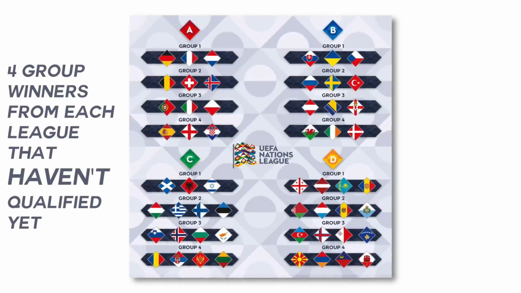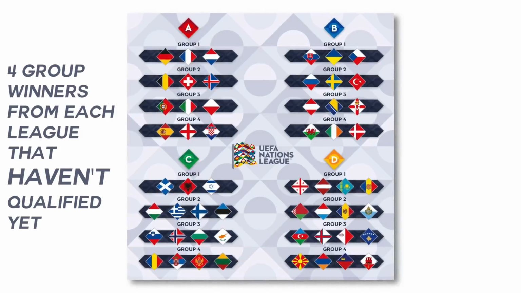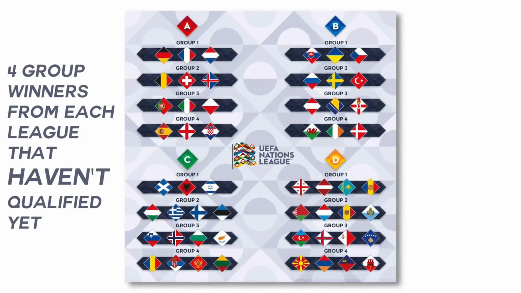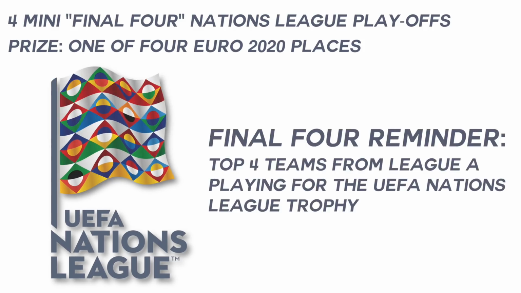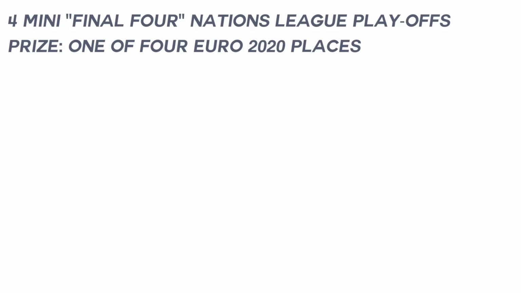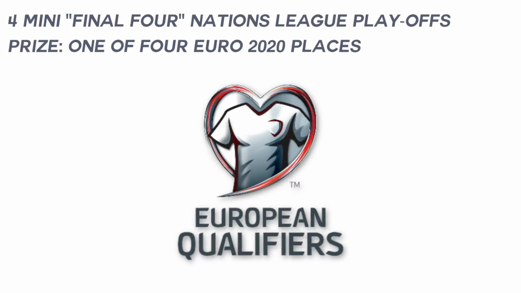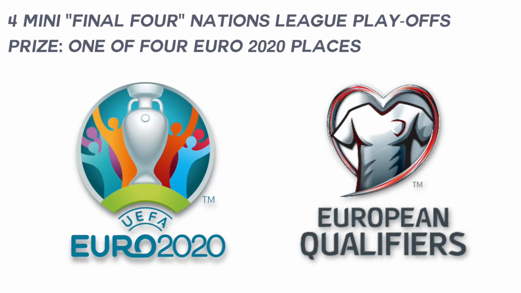So with all the teams decided, the 4 competing nations from each Nations League, A, B, C, and D, all have a mini UEFA Nations League Final Four competition. Remember that? Where the top 4 teams from League A went and played a mini tournament for the UEFA Nations League trophy? Well, it's the same, except there's 4 Final Four tournaments, 1 for each league, and the final 4 places at Euro 2020 are on the line. Is your head spinning? Because mine was.